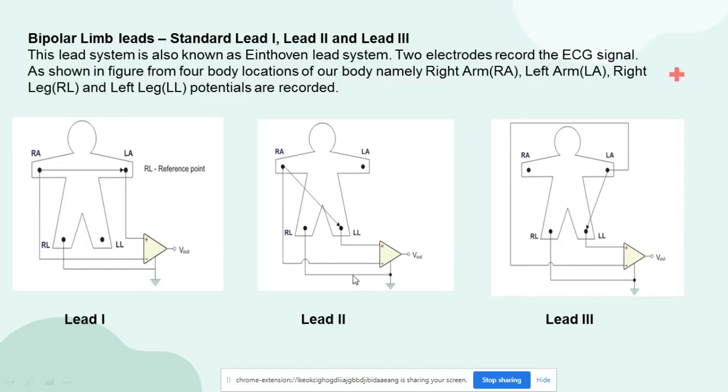Similarly, for lead 2, we connect the right arm, same in the negative position, and the left leg connected to the positive terminal of the amplifier, and the right leg connected to the ground. Similarly, for lead 3, we rearrange the electrodes. For example, left leg connected to the positive and left arm connected to the negative, right leg connected to the ground. So we have to rearrange the electrodes three times and observe the waveforms.